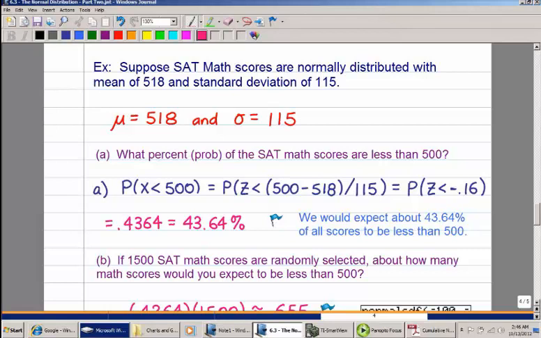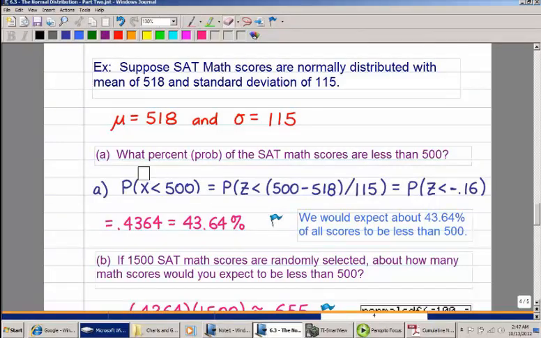So what percent of the scores would we expect to be less than 500? Which is the same thing as the probability of one score being less than 500. So we take x less than 500, convert it to z. 500 minus 518 divided by 115. That doesn't divide evenly, but it rounds to negative 0.16. So less than means I can just look up negative 0.16 and I'm good. I don't have to flip anything. Now be careful that we pick negative 0.1, not negative 1.0. I see that mistake every once in a while. So it's negative 0.1, I go to the 0.06 column. It should be right there. 4364.